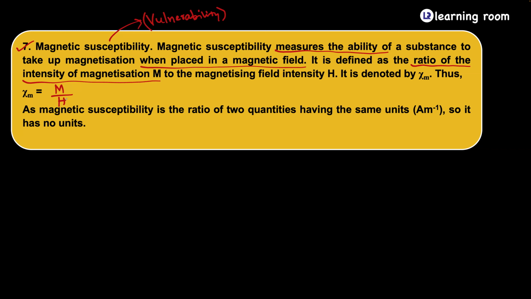So what is the SI unit of this? Magnetization and H both have the same SI unit of ampere per meter. So susceptibility has no units or dimensions. It is a dimensionless quantity. It is just a number. Okay.